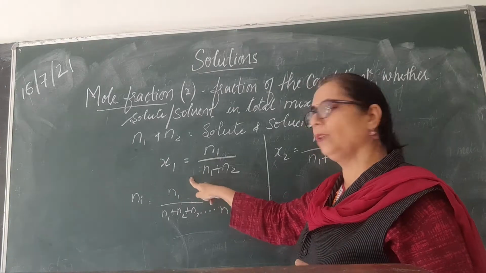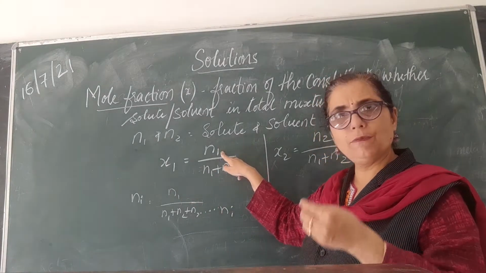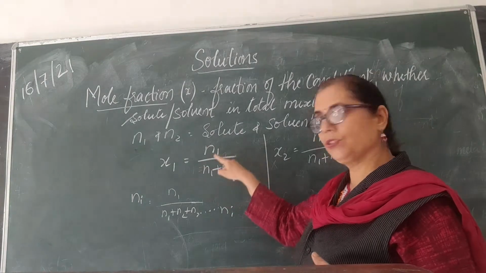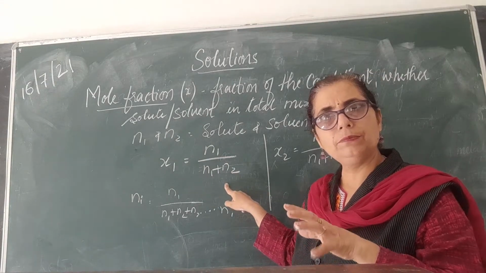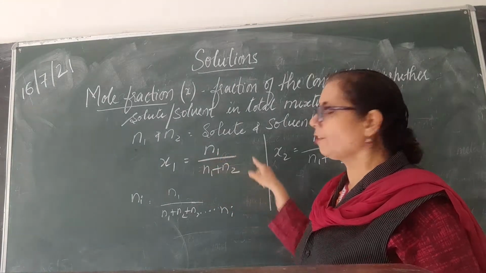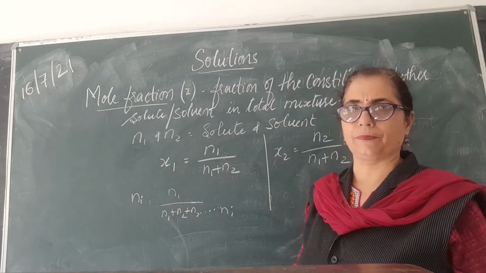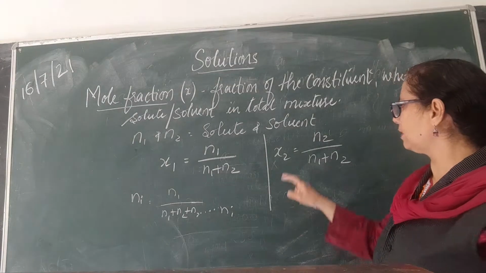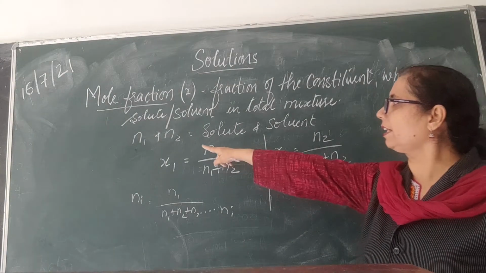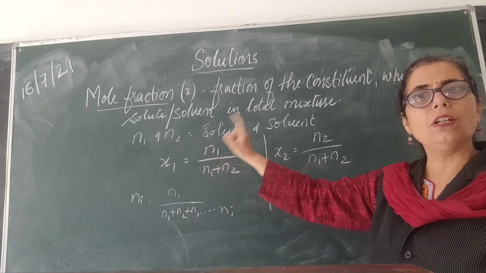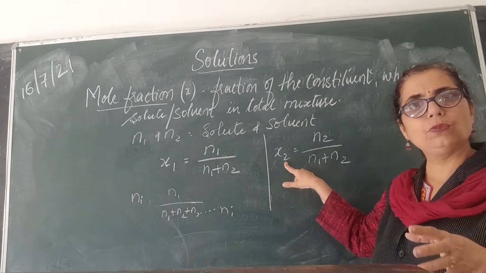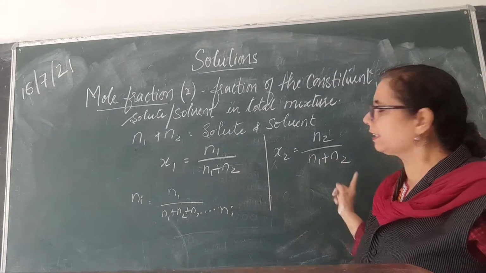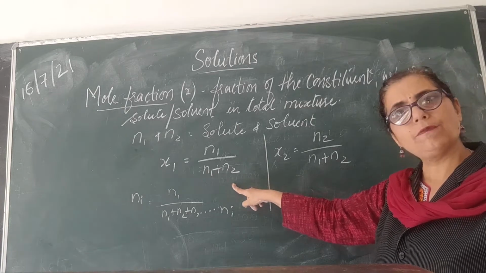This x1 is equal to N1, the number of moles of the solute, divided by N1 plus N2, because in a solution both N1 and N2 are there. So it is the total number of moles present in a solution. Similarly, if we want to find out the mole fraction of the solvent alone, that will be x2, because N2 is the number of moles of solvent. So the mole fraction of solvent will be N2 by N1 plus N2. In both cases it is divided by the total number of moles present in the solution.